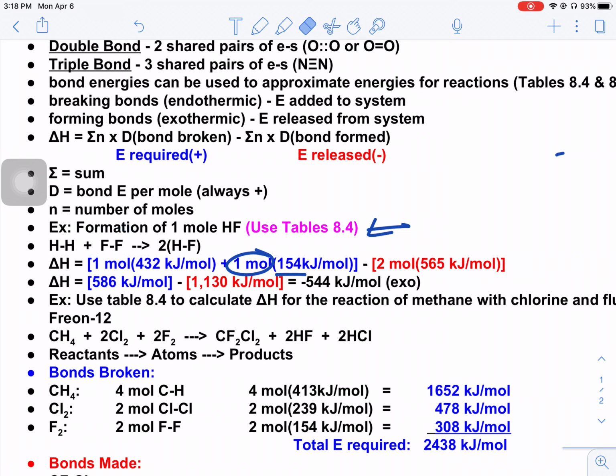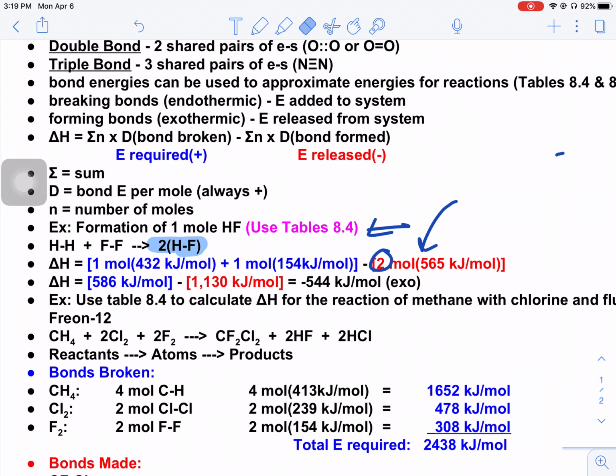So breaking all the bonds in the hydrogen plus breaking all the bonds in the fluorine adds up to about 586 kilojoules per mole. This number is really just a sum of the 432 times 1 and the 154 times 1. So all in all, to break all those hydrogen and fluorine bonds, it's going to take about 586 kilojoules of investment. Now, on the flip side, when 2 moles of hydrogen fluoride are made, it's going to release 2 moles times the 565. So 2 times 565, 1130 kilojoules of energy is going to be released.